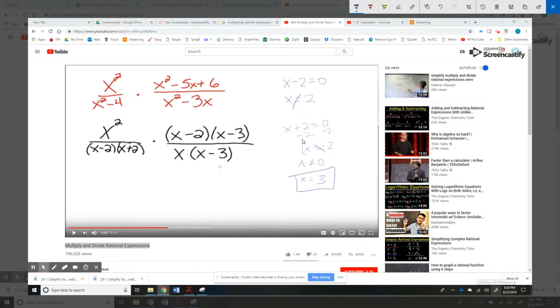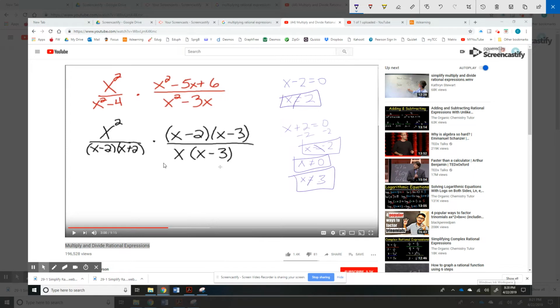You need to be sure and state all of those restrictions. And where do you get them? At the very beginning, when you factor the denominators. Same thing with division. I think he does division way back here.